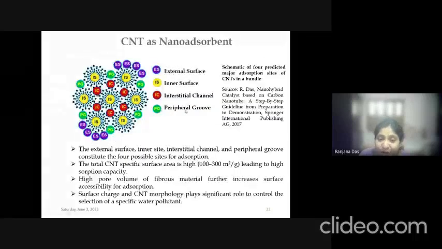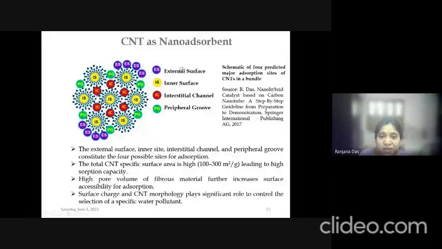Now the CNT, why is it so unique? Because when we are just concerned about the absorption process, the first concept that comes to mind is surface absorption. The surface area needs to be very high. But in the case of CNT, not only the surface area, there are another three positions which are available for the absorption.